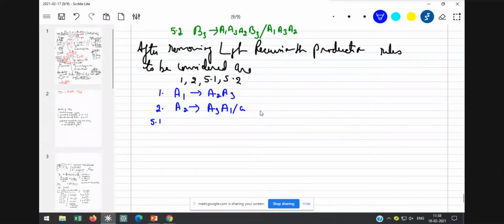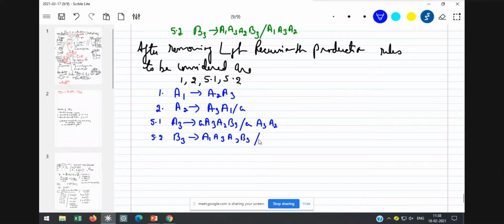5.1, A3, terminal A, A3, A2, A3, A, A3, A2, and 5.2, A1, A2, A3, A1, A3, A2.